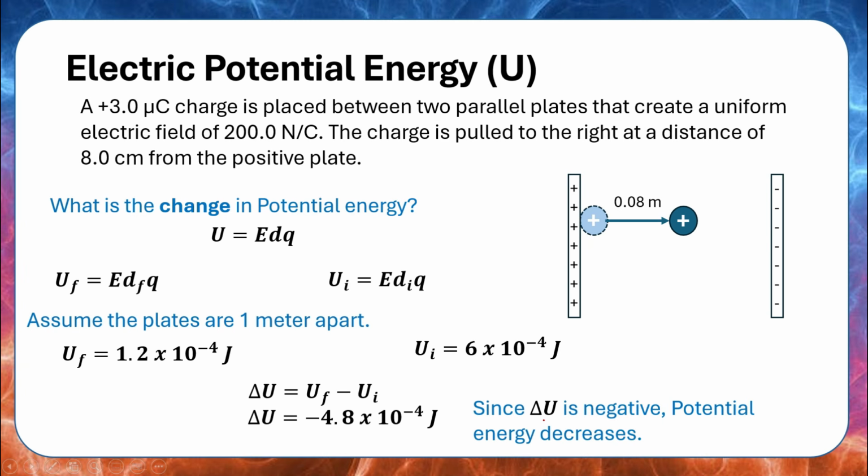If the change is negative, it means the potential energy is decreasing, because once this charge is moving closer to its natural tendency, potential energy is decreasing. But once this charge is moving away from its natural tendency, the potential energy is increasing because it's moving away from the 0 reference point. Okay.